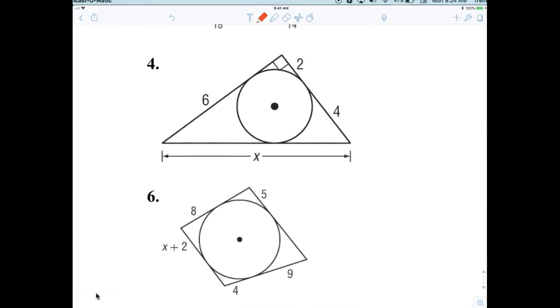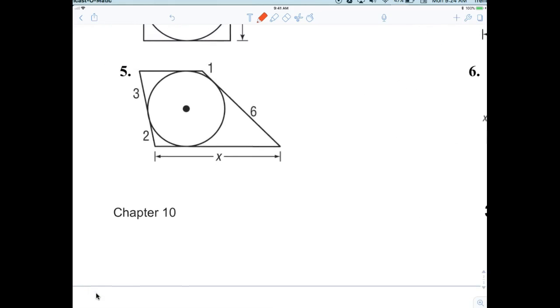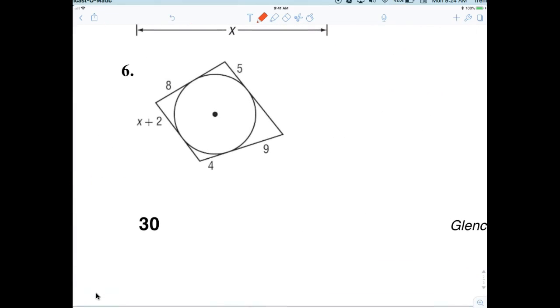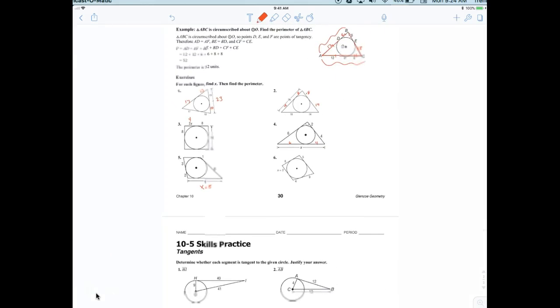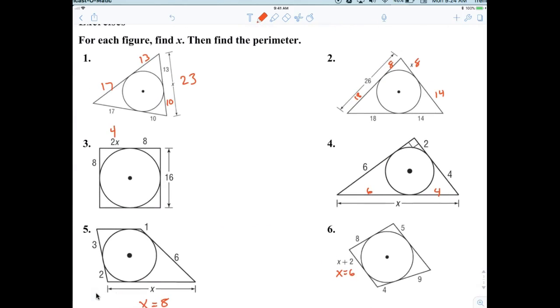Number 4. 10. Correct with that. This has to be 6. This has to be 4. Easy, right? And then over here, what we got? Yeah, so over here, guys, this is x equals 6. But I knew there had to be something more. They also want the perimeter.